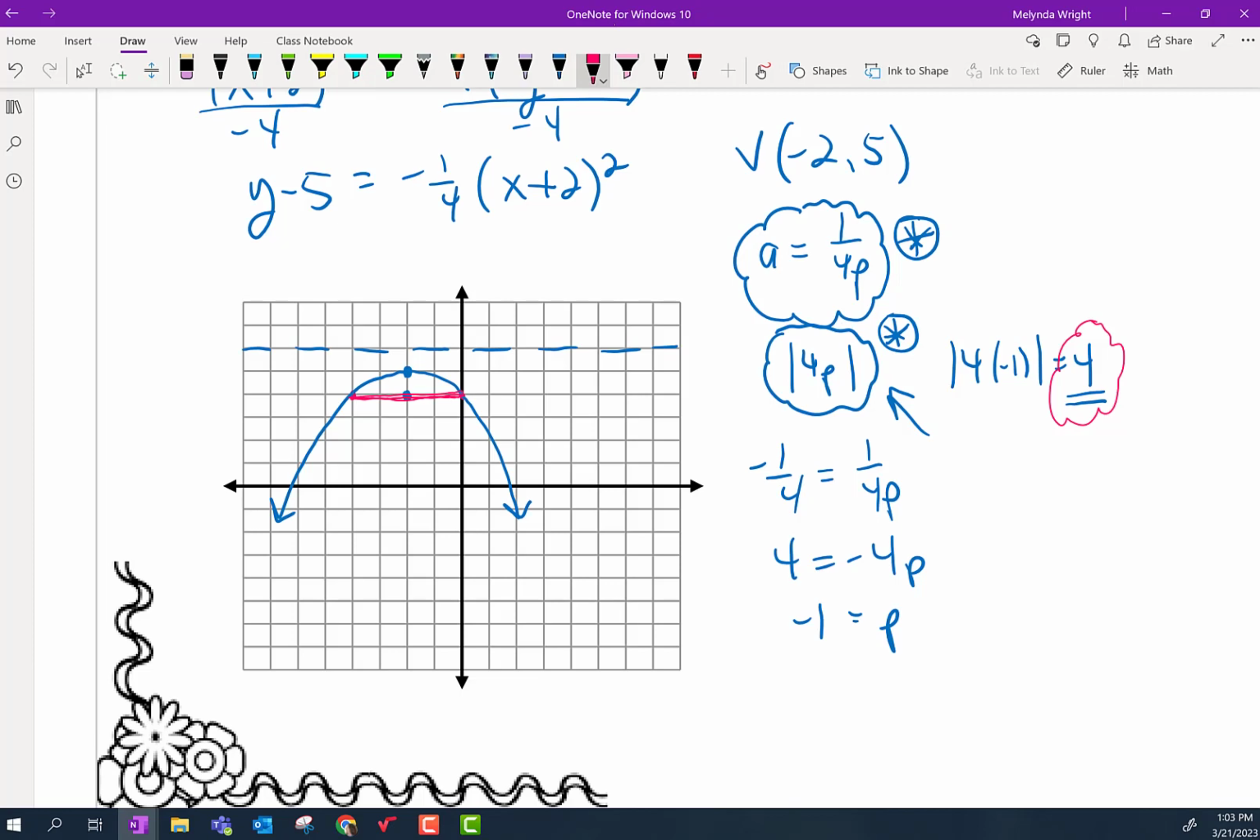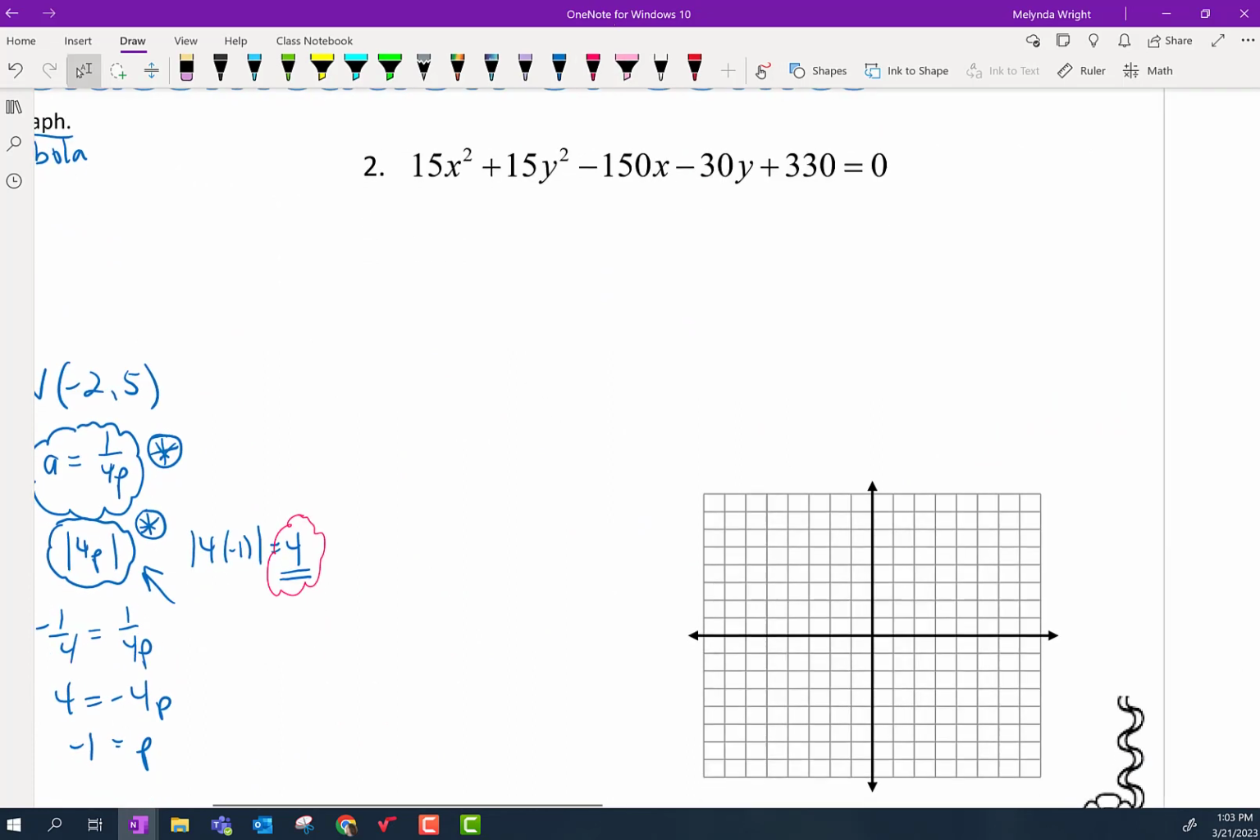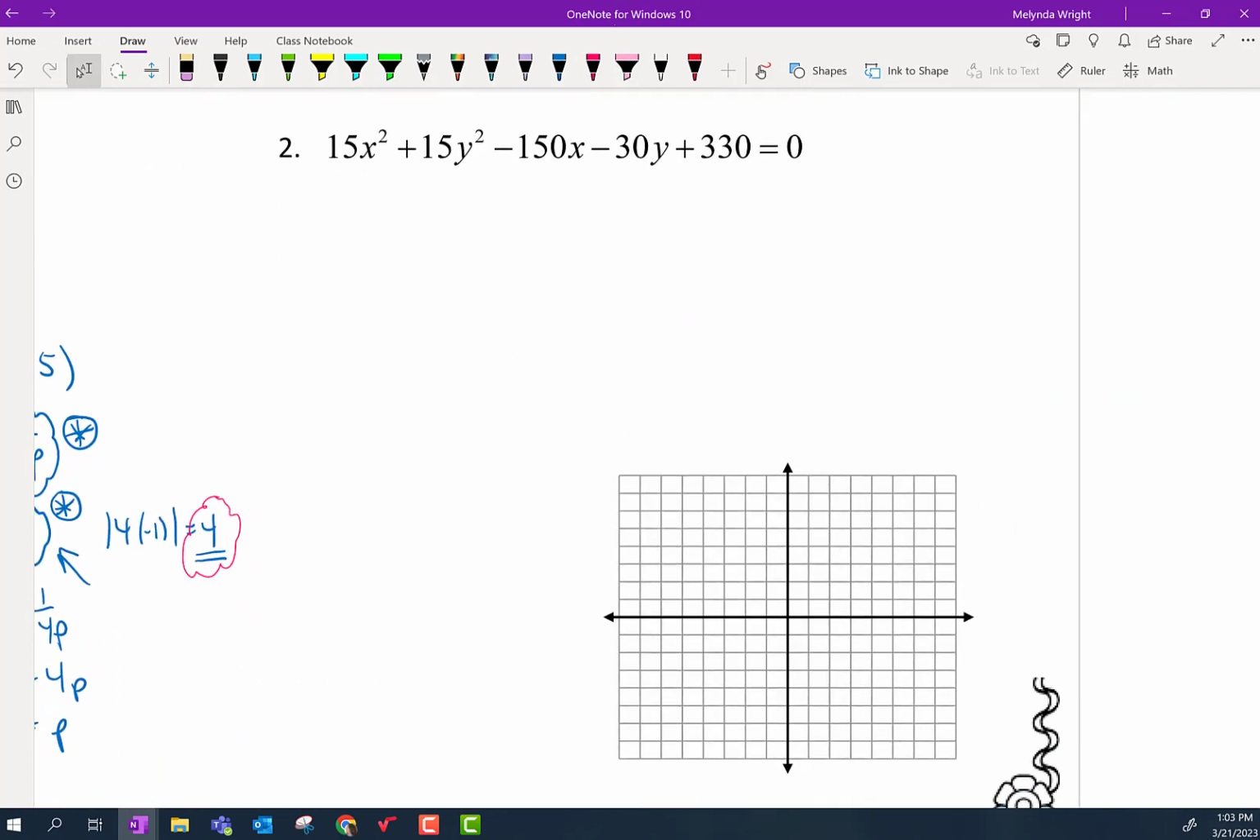All right, let's work on our second one. Again, I want you to be comfortable with looking at the equation in general form and figuring out what it's going to be. So let's look at this. I've got an x squared and a y squared, and I have a plus. And none of those are negatives. So x squared, y squared, they're both positive. So that means it's going to be a circle or an ellipse. Okay, so we need to investigate further.